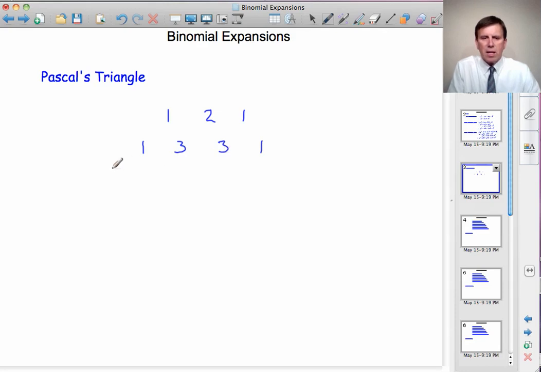So to get the next line, I first put the 1. 1 plus 3 is 4. 3 plus 3 is 6. 3 plus 1 is 4. And then I need a 1.